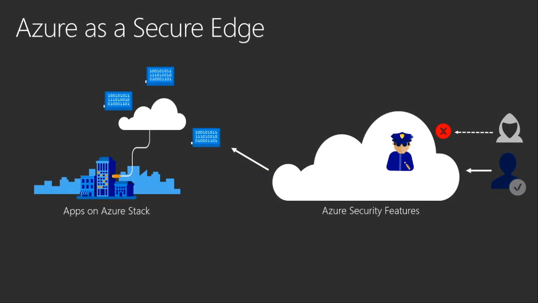Another one is Azure as a Secure Edge. You use Azure and all the Azure security features to expand and enhance your on-prem solution. Think of Security Center, think of OMS. All of those solutions allow you to monitor and protect your on-prem workloads running on top of Azure Stack with the enhanced protection of the public cloud.